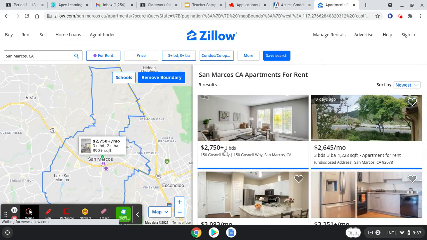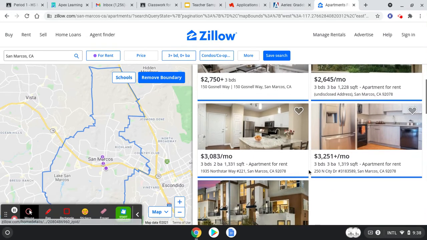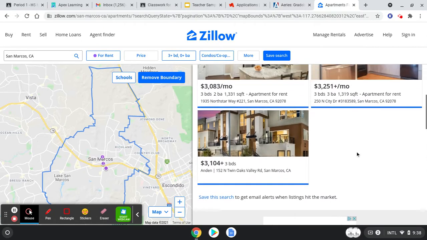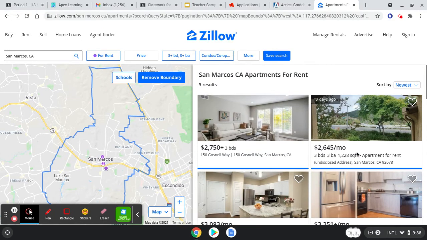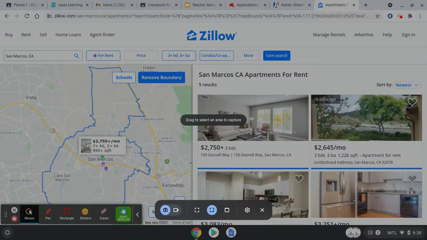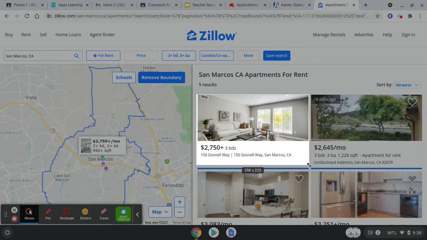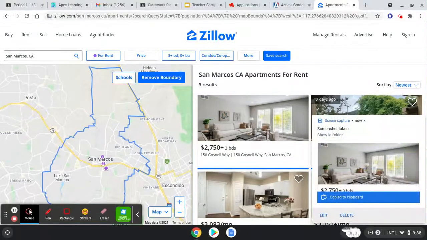So if it's $2,750 for a 3-bedroom, and each of you is going to split that, $2,750 divided by 3, that's $916 per person. Here's a 3-bedroom apartment. Here's a little bit cheaper. You're going to actually pick one of these apartments out as your apartment. So let's say I pick this guy right here as my apartment. I'm going to go screenshot this, capture.